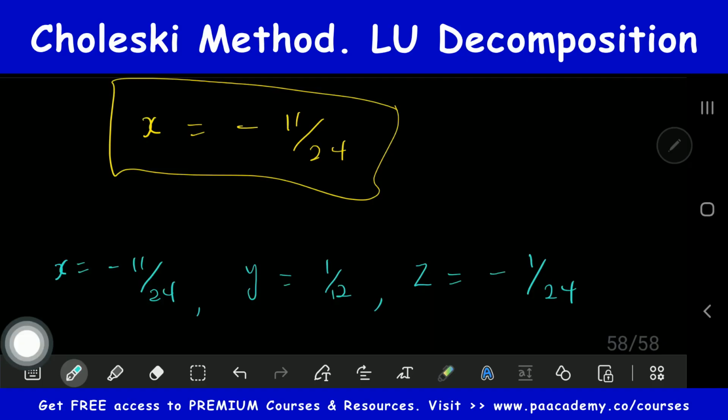In the next video also, we are going to be looking at another method, which is the Gauss Seidel iteration. All right, so see you in the next video.